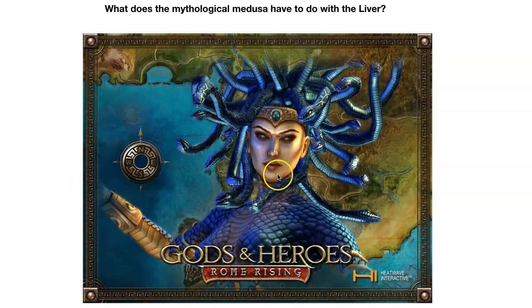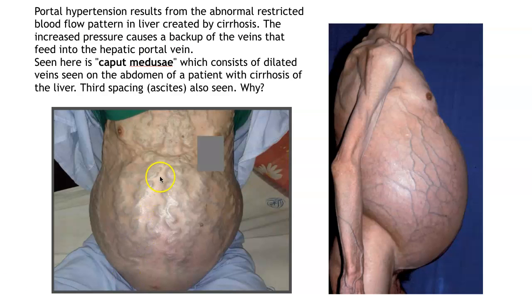So I wanted to show you what happens when you have cirrhosis. Here is Medusa and her wild snake-type hair. When you have cirrhosis of the liver, end-stage liver disease, you have this. It's caput medusa. That's what they're calling it. This is all dilated blood vessels. And where are these blood vessels coming from?